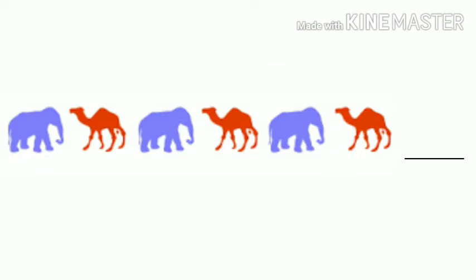In this pattern you can observe that an elephant picture and then an alternate camel picture and so on. So at last the picture that will come after the camel will be the elephant picture. So this we can observe and we can easily extend the pattern. These are the simple examples of the patterns.